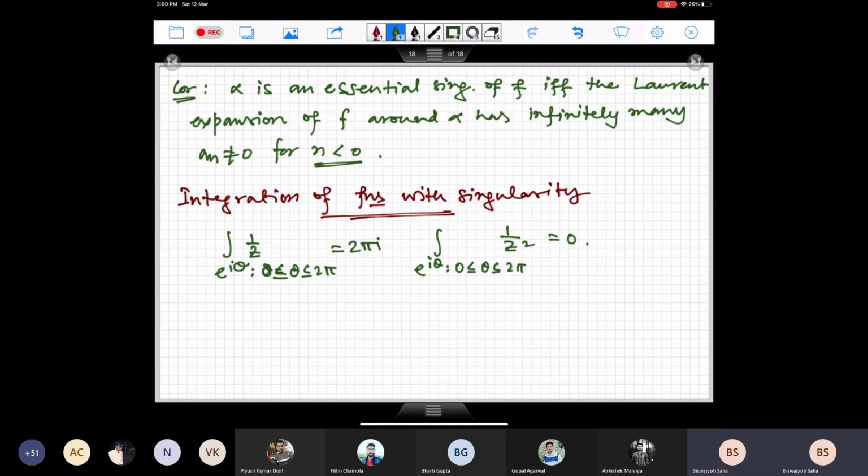Okay, so there will be one particular coefficient which is going to be very important in this study, which is the coefficient of 1 upon z minus alpha. Let's say if alpha is a singularity, then we will be able to write down the Laurent expansion. The coefficient which is going to play the most important role in integration theory is going to be the coefficient a minus 1.